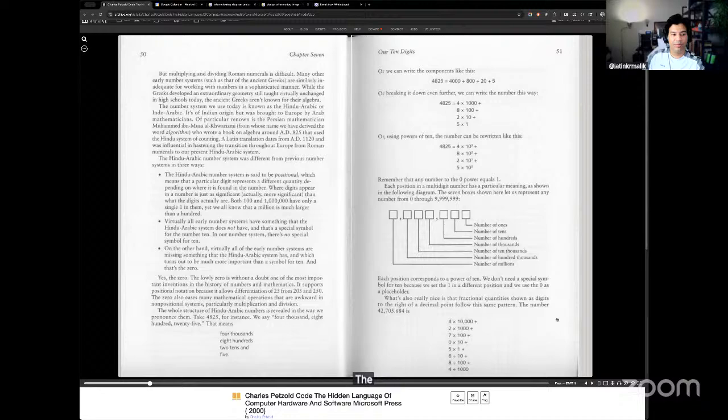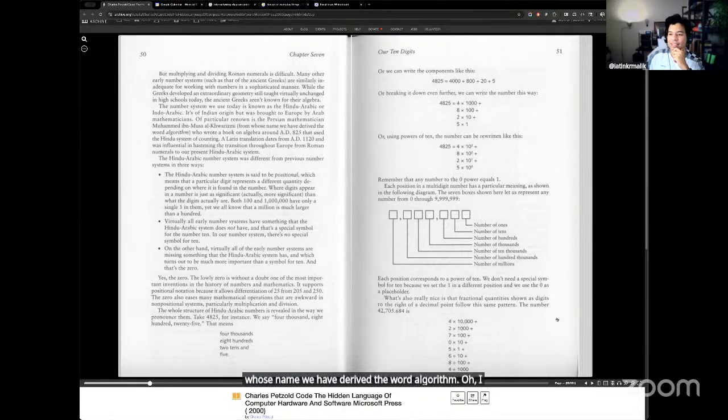The number system we use today is also known as Hindu-Arabic or Indo-Arabic. It's of Indian origin but was brought to Europe by Arab mathematicians. Of particular renown is the Persian mathematician Muhammad ibn Musa al-Khwarizmi, from whose name we have derived the word algorithm.